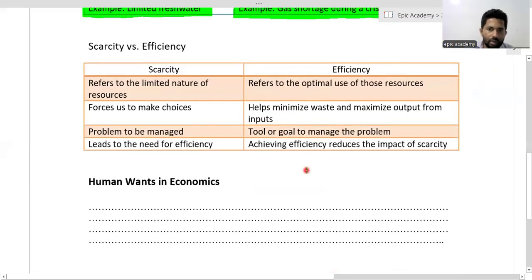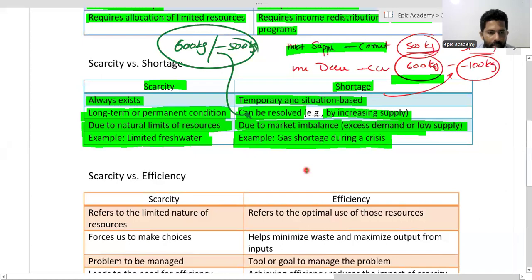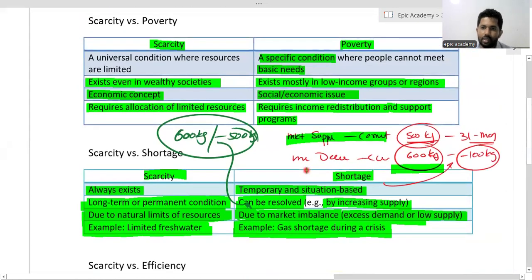Okay. Right. In the next session, we are going to discuss the difference between scarcity and efficiency. Right. Now we are going to wind up this session.